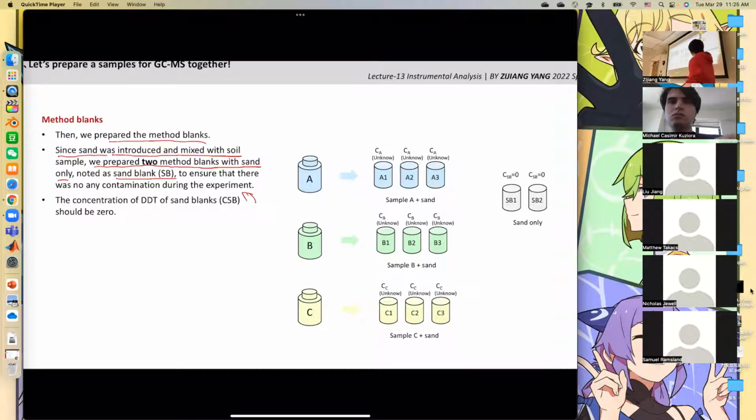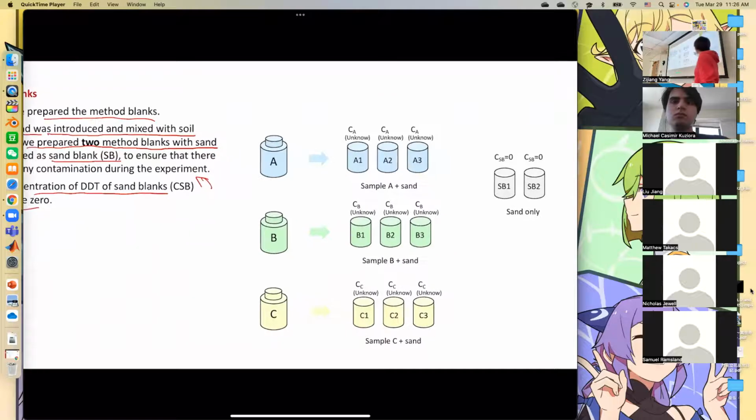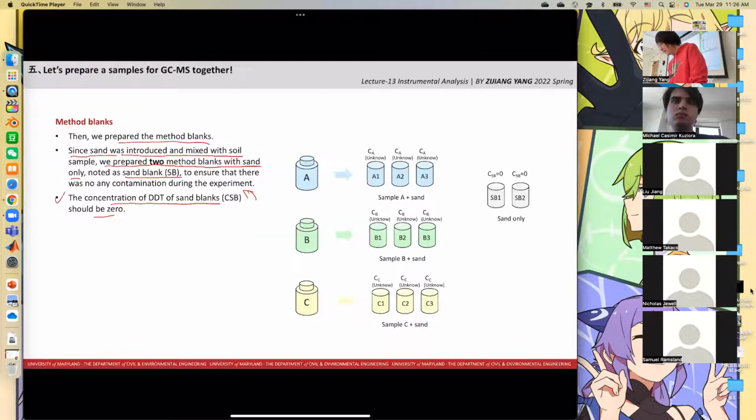And in this case, except for this 9 sample array, we have these extra 2 columns with the sand only. And then the concentration of DDT of the sand blank should be 0. So these concentrations are supposed to be 0. If the final measurements of these 2 concentrations were not 0, we can say that there is some contamination during the experiments or the sand is contaminated.